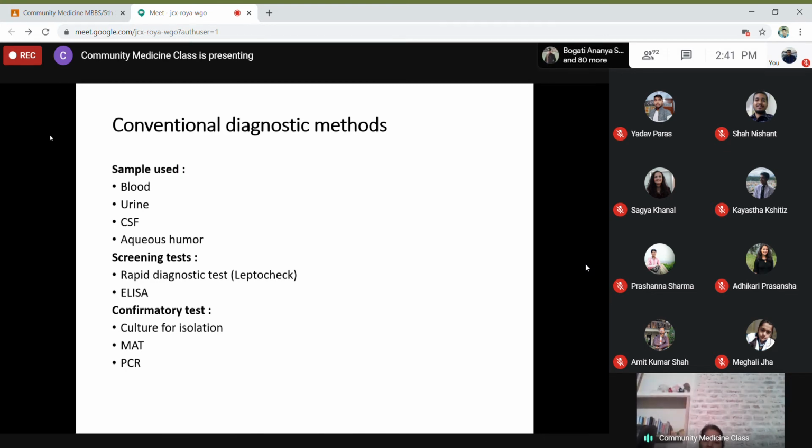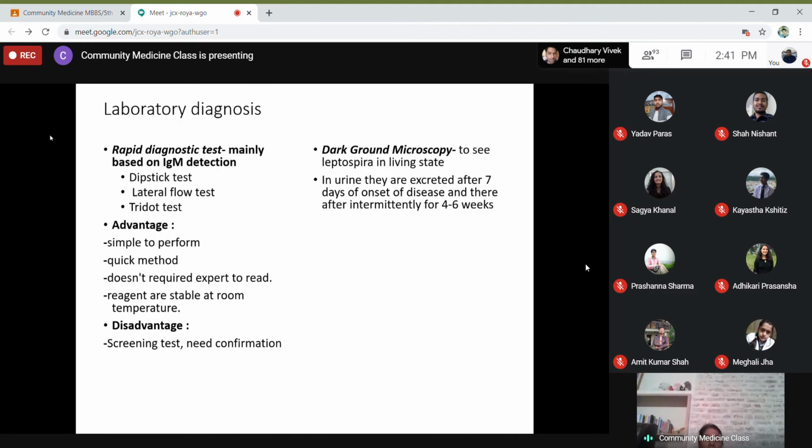So you have a rapid diagnostic test, you have ELISA also, and then the confirmatory test is culture for isolation of the organisms, and you have both the PCR as well as the MAT. The rapid diagnostic test mainly looks for the IgM antibodies. You can get a dipstick test, which is basically strips that you cut and dip, usually into urine. You can use a lateral flow test, which comes like a tube, similar to the pregnancy test. There's also a tri-dot test which is available.